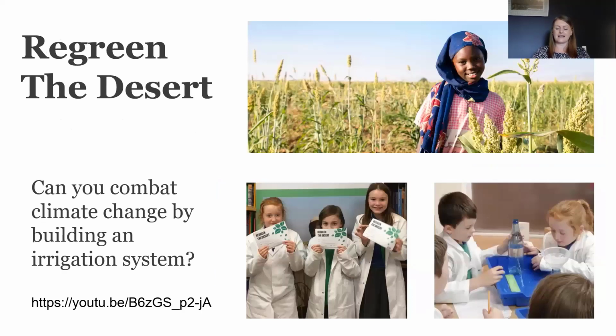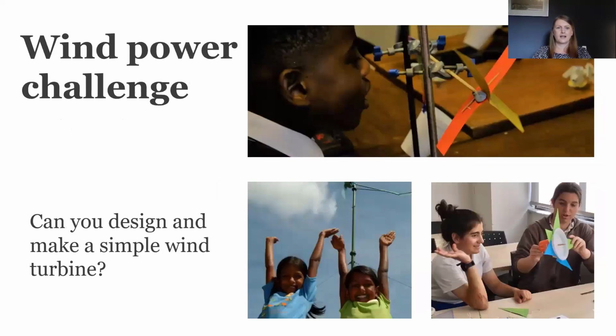Regreen the Desert is linked to drought caused by climate change, and it's based on a project in the Sudan thinking about developing an irrigation system. The Wind Power Challenge was the first ever challenge that Practical Action developed, and it's thinking about access to energy and building a wind turbine. Now, the team at Practical Action have very recently revamped this and launched a new version, so it's even further linked to the Sustainable Development Goals. So it'll be a great one to try.